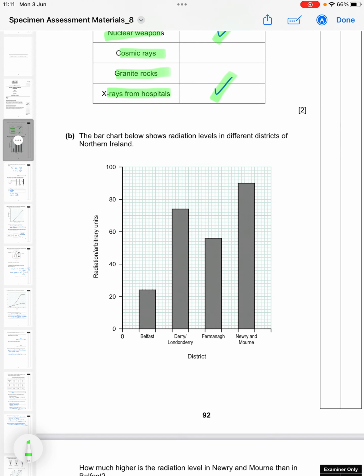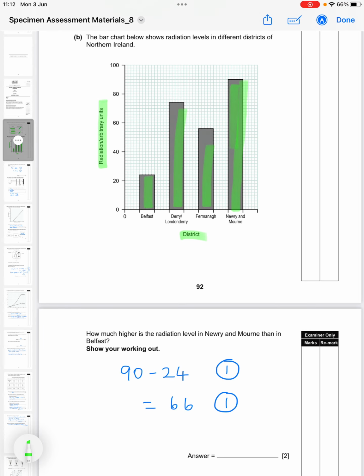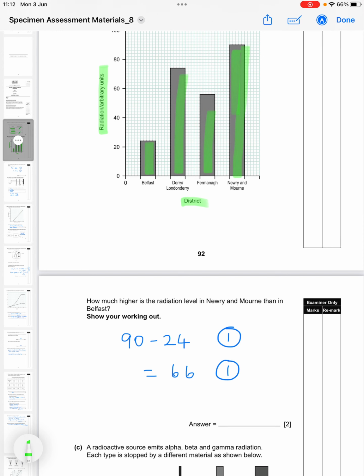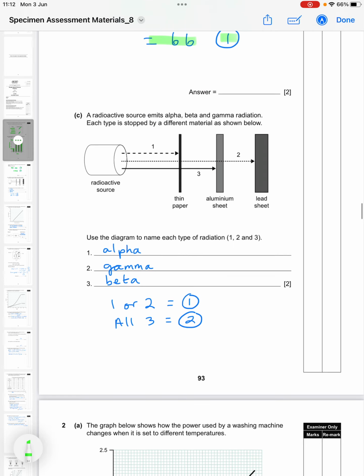Next, the bar chart shows radiation levels in different districts of Northern Ireland. We have radiation in arbitrary units. We have the districts here, so Belfast, Londonderry, Fermanagh and Omagh, and Newry and Mourne. So how much higher is the radiation level in Newry and Mourne than in Belfast, and show your working out. So if we read across on the graph there for Newry and Mourne, we have 90, Belfast is 24, so correctly reading them off the graph gets you 1 mark, and then doing the little calculation and getting 66 as your answer gives you your 2nd mark.